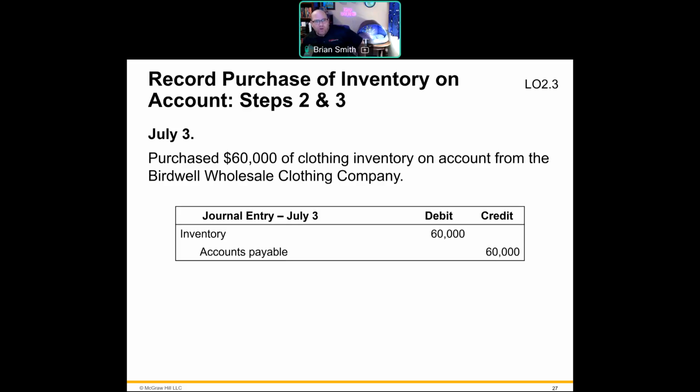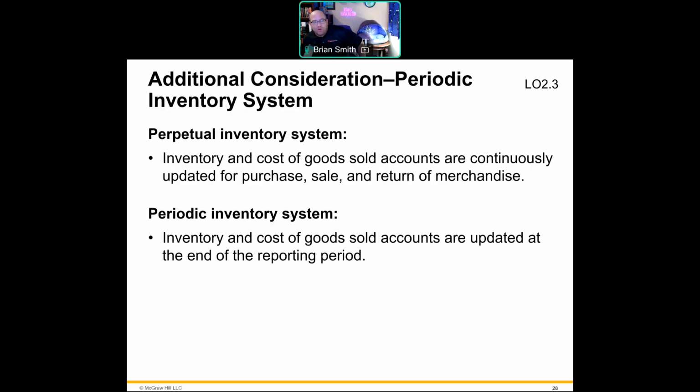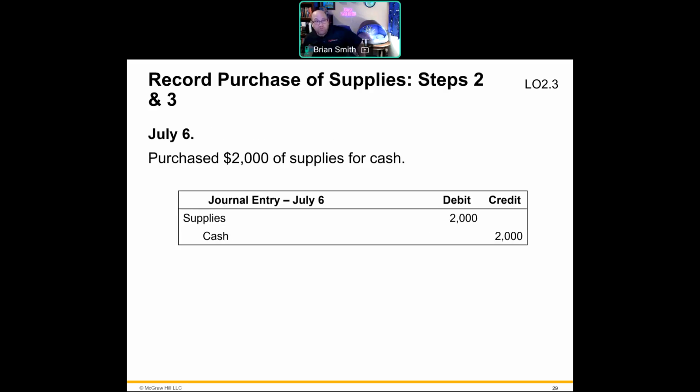Okay, we bought inventory. We got our debit to inventory. We owe it. We didn't pay for it yet, so credit to accounts payable. Now, when we're dealing with this inventory, we have to think about something here. Are we dealing with the perpetual or the periodic? If it's perpetual, we're going to constantly be updating things. If it's periodic, we're going to do it at the end of the reporting period. Remember those 2 systems.